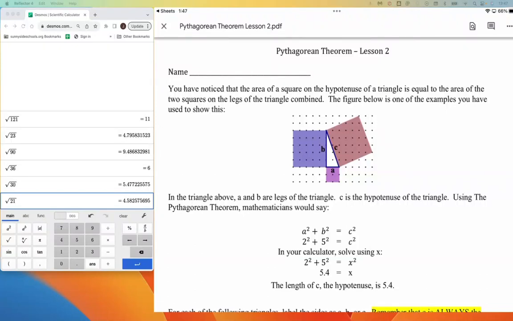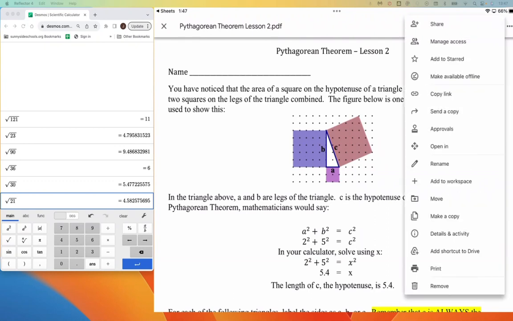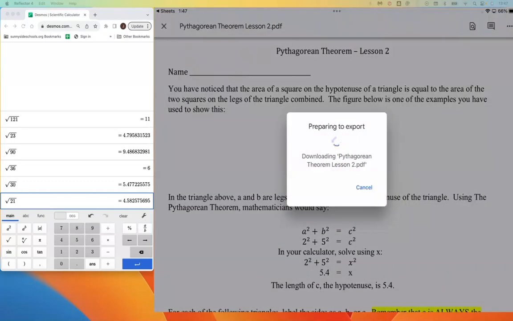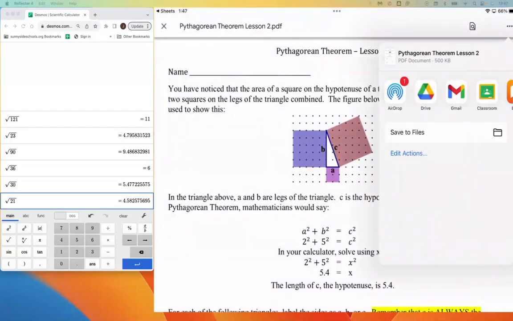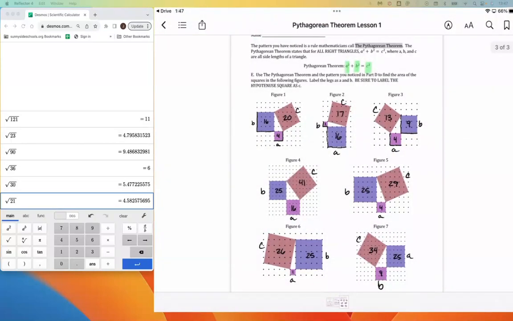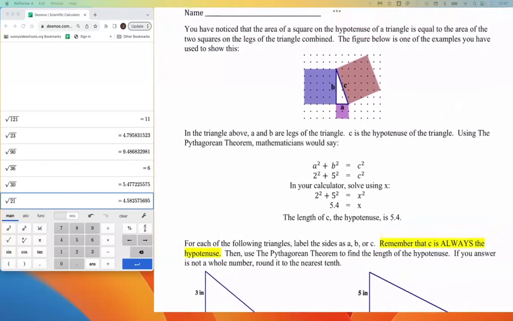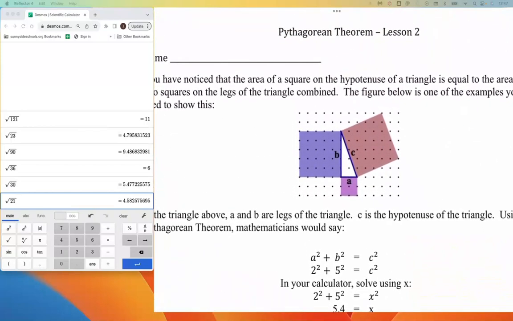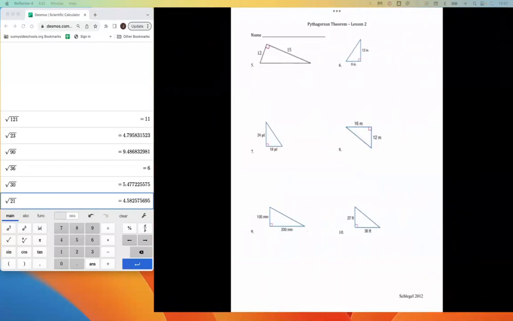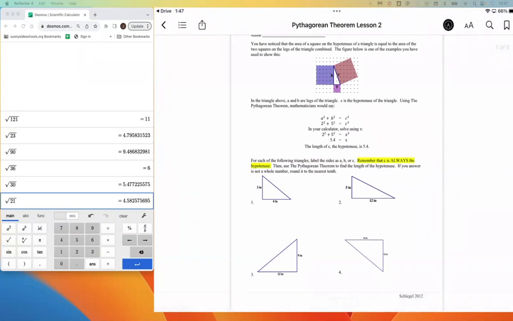So in the last lesson, we learned that the square on the hypotenuse of the triangle has an area equal to the sum of the other two squares. The other way of saying that is that the area of the a square plus the area of the b square is equal to the area of the c square. We'll demonstrate that again here just to get started on this particular set.